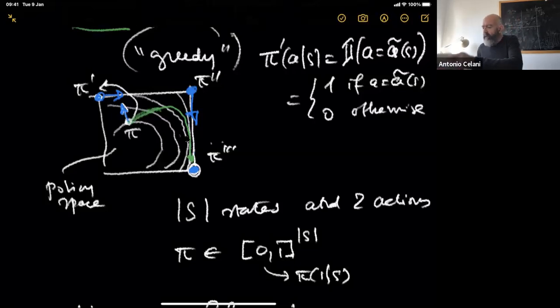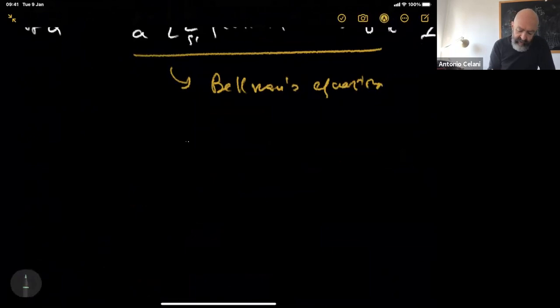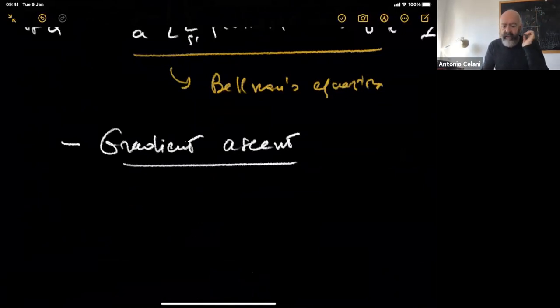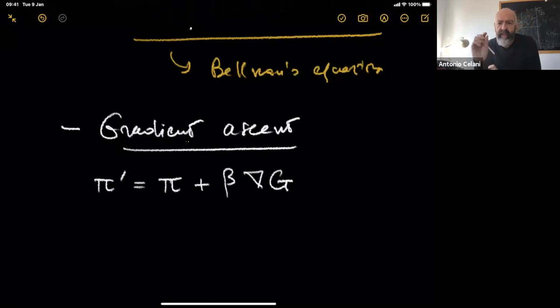So the basic idea is to move to different kinds of algorithms inspired by gradient ascent. How does gradient ascent work, intuitively? Well, the idea is that if you have a gradient, you could say, okay, I'm going to move from my current policy using some little step beta in the direction of the gradient. This is a very intuitive idea. It's making a step, and the length of this step in the general case is proportional to the intensity of the gradient, and this proportionality constant is called the step size beta here.